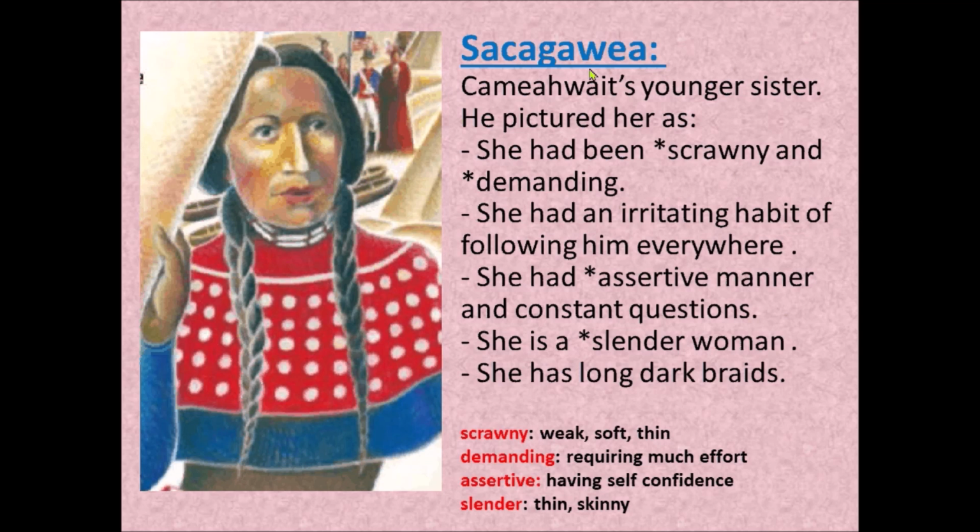Sacagawea. Sacagawea is Kamawait's younger sister, and Kamawait had pictured her as she had been: scrawny and demanding. She had an irritating habit of following him everywhere. She had an assertive manner and constant questions. She is a slender woman. She has long dark braids.